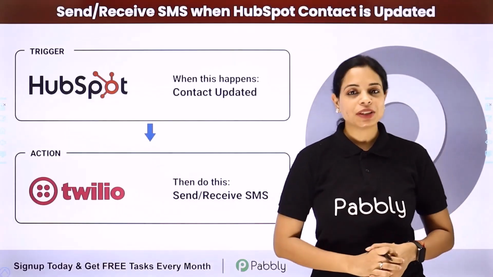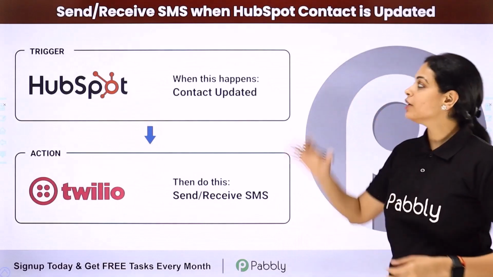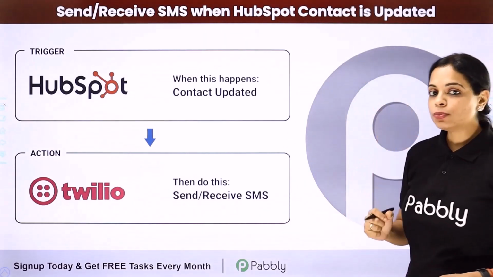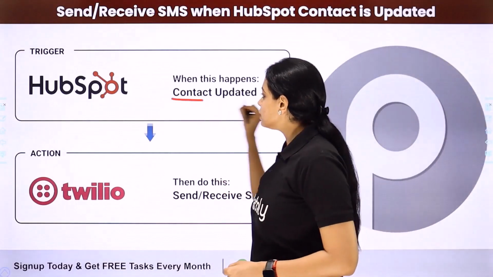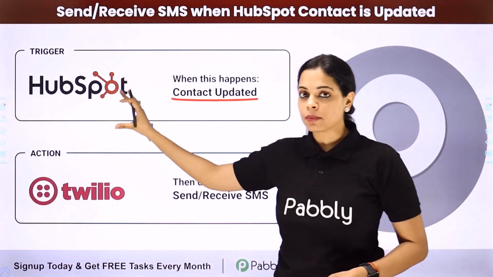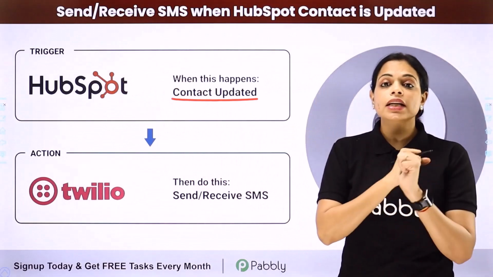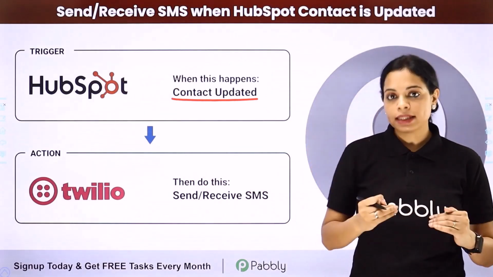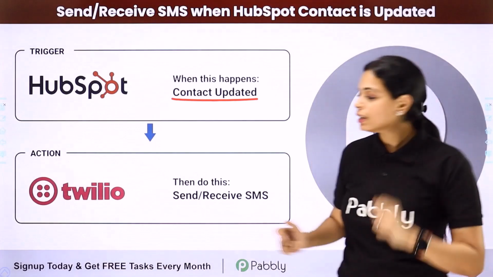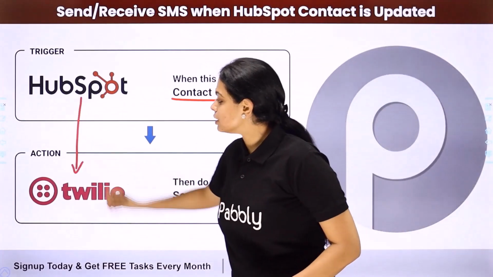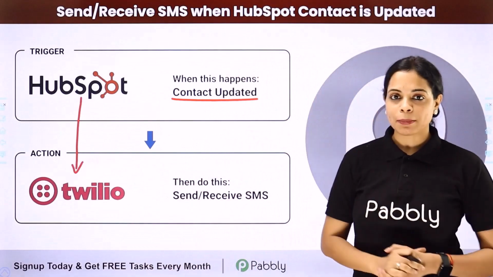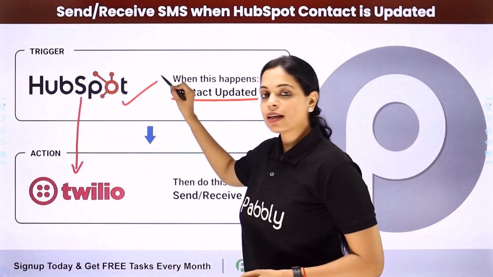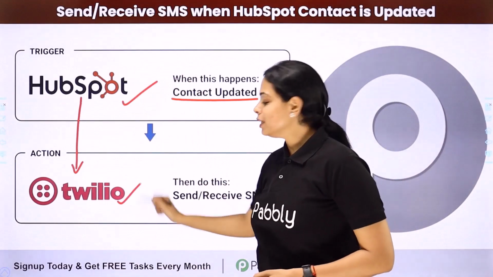In this video, we are going to understand how to send or receive an SMS when a HubSpot contact is updated. My objective is that every time a contact is updated in my HubSpot CRM, either I can send an SMS to the user, or I can receive an SMS as an admin. How can I do that? For this, I'll have to integrate these two applications, and the same thing can be done using Pabbly Connect software. So here our trigger application will be HubSpot CRM and our action application will be Twilio.